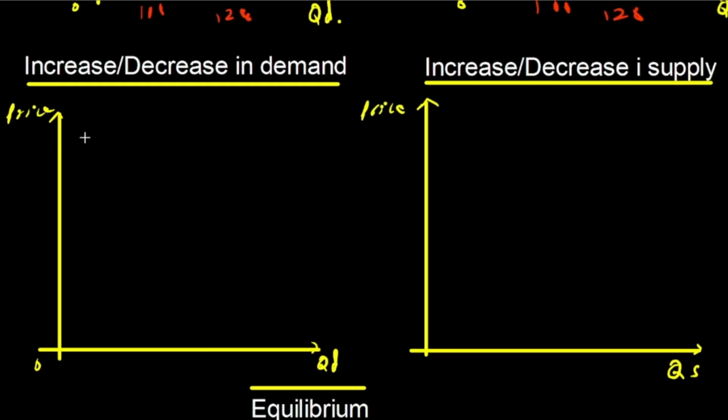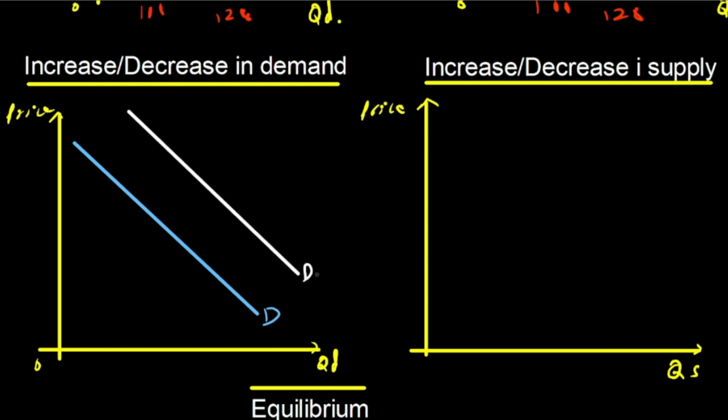Now moving to the shift in the demand curve. If there is an increase or decrease in demand, the demand curve will shift accordingly. So initially the demand curve is this, and if there is an increase in demand due to non-price factors such as a rise in income, taste and fashion, weather, change in population, advertisement, etc., then the demand curve will shift to the right if there is a rise in demand.